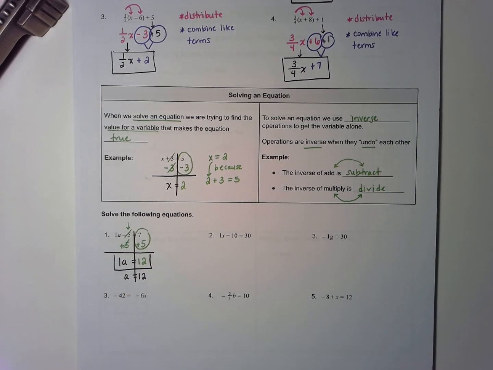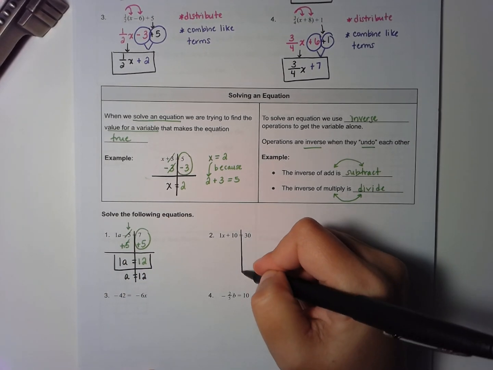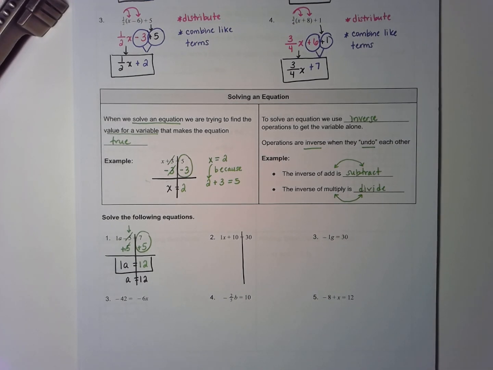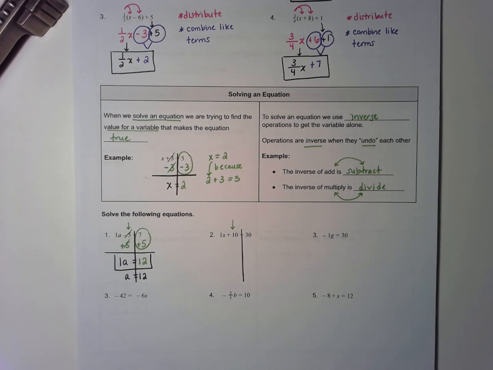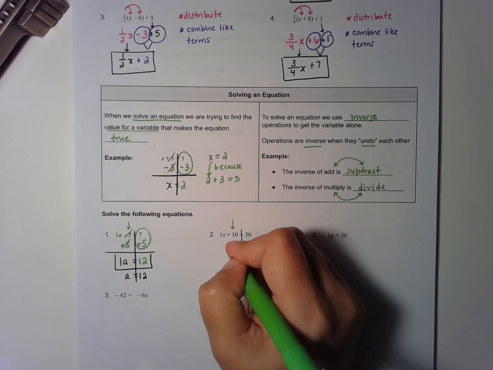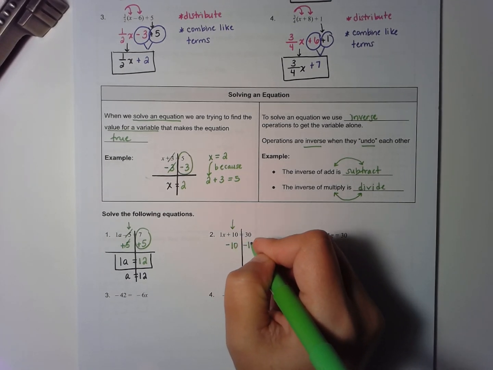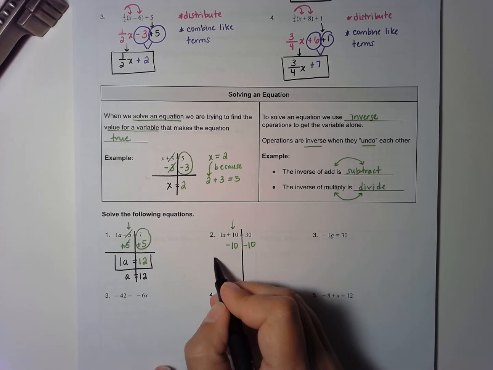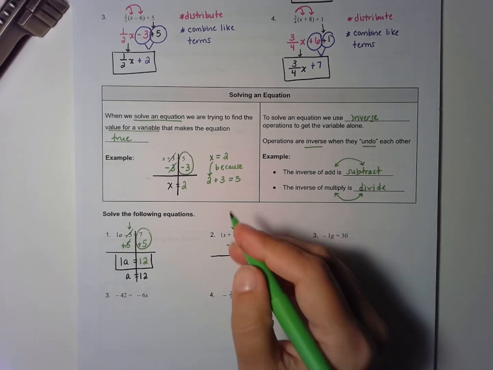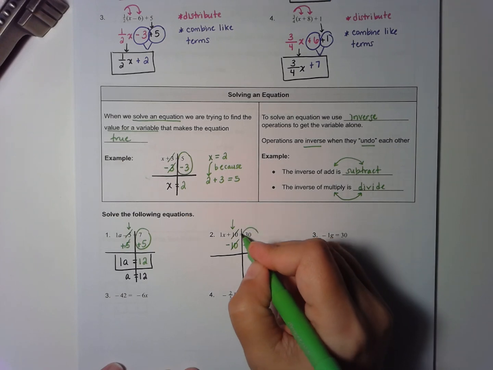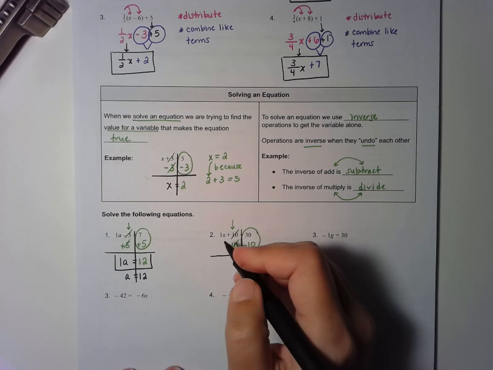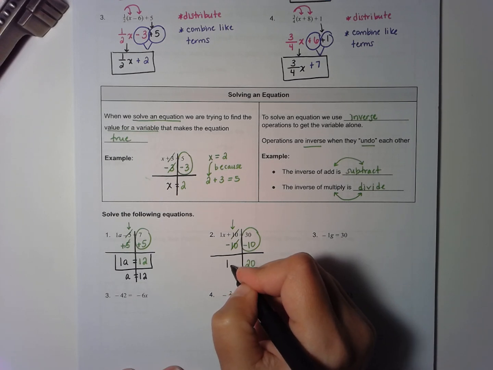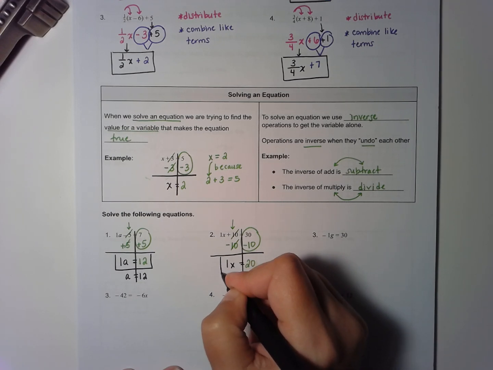For problem 2, again, I would start by drawing a line through the equal sign. I need to figure out a way to undo the plus 10 so I can get x by itself. The inverse of plus 10 is minus 10. So I would subtract 10 on both sides. Now the 10s are going to cancel, and 30 minus 10 gives me 20. With the 1x, I'm just going to drop it like it's hot, and that's my final answer.